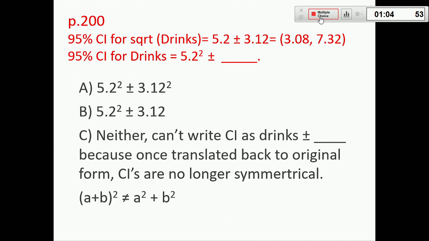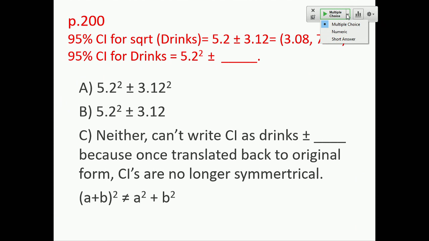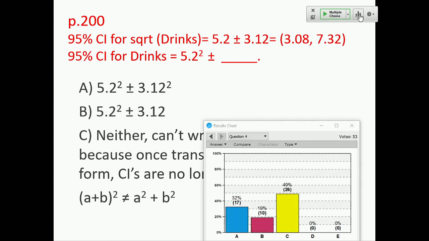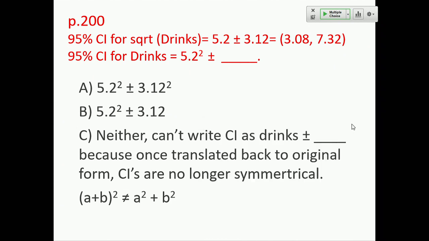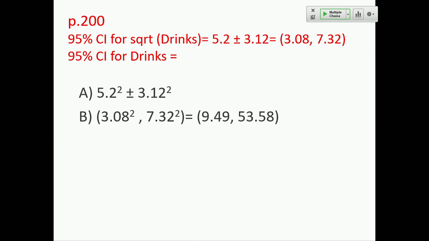All right, so now let's see. The answer is C. Okay, I understand why you had a little bit of difficulty with that. Let's just go to the next one and see if it helps. All right, so try this. This is not the same as this. A squared plus B squared. See if you can figure this out now.